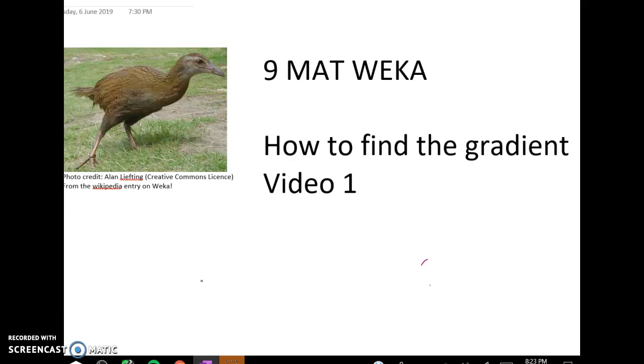I'm making this to go along with the Education Perfect task that some of you are finding quite tricky, and I've had some requests to go over it one more time. So this is video 1, and in this one I'm going to look just at how we find the gradient when it's positive. Right, so first of all, what is the gradient?